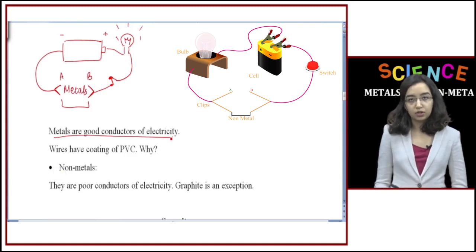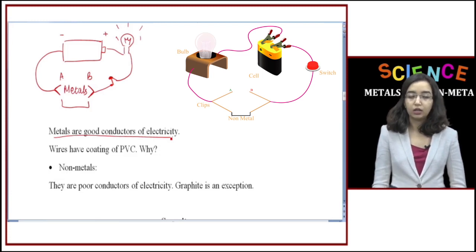You can do this by demonstrating this activity. And if you're asked a question regarding this activity, it is expected that you draw this circuit and you show the observation for different elements when put in the gap AB.